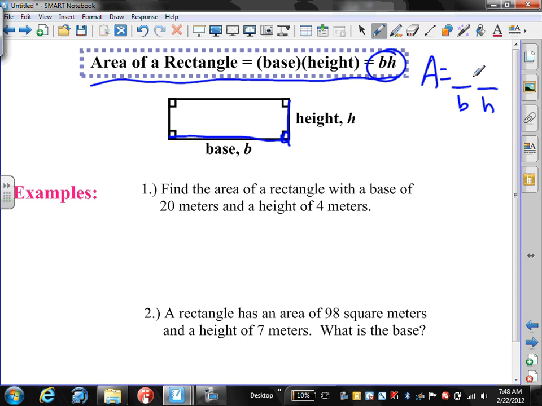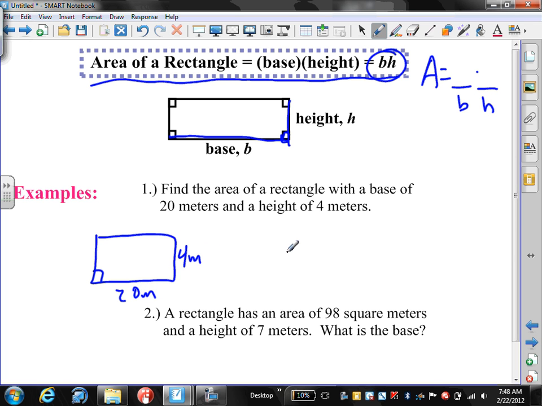Notice in these two problems we don't have a picture, but let's go ahead and sketch one out. Find the area of a rectangle with a base of 20 meters and a height of 4 meters. So I'm going to draw a simple little picture. There's my rectangle, all 90 degrees. It has a base of 20 meters, a height of 4 meters.